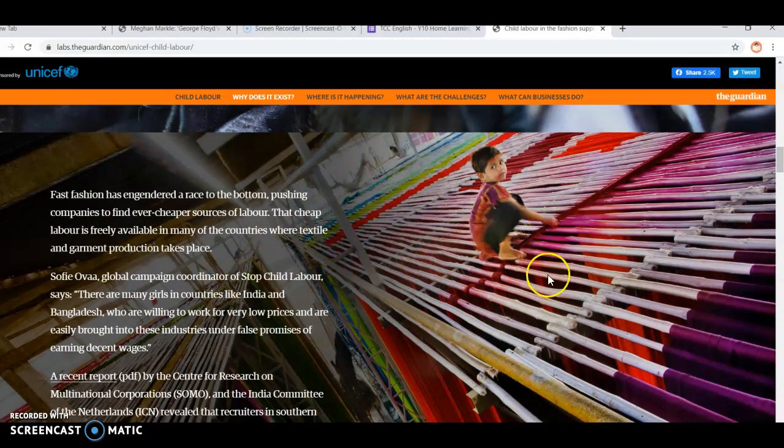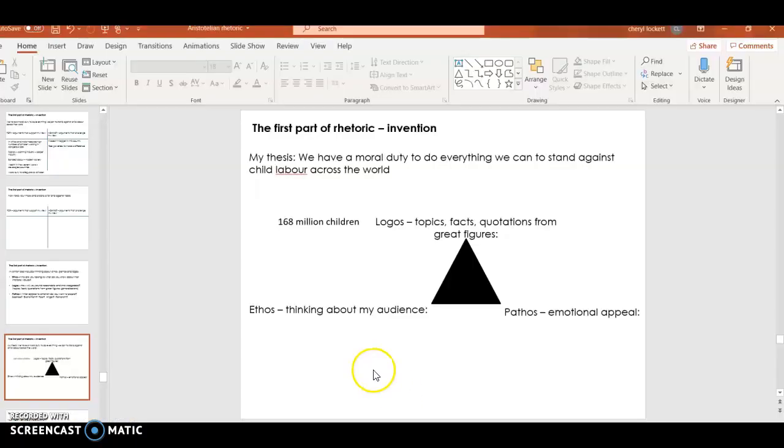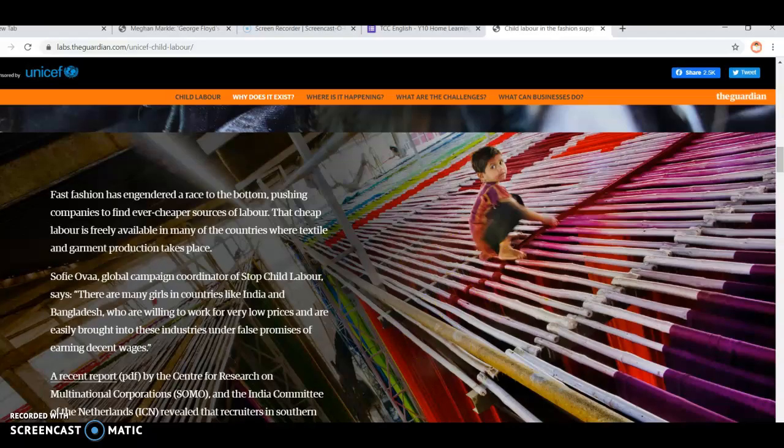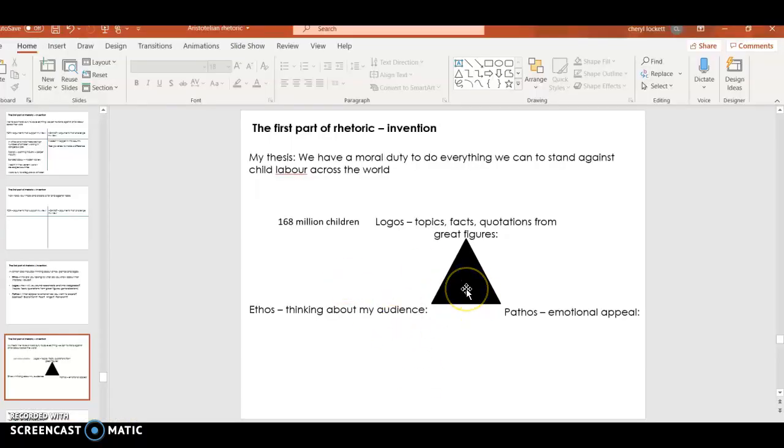So again, I would read that whole article and I would pick out information, and all I would do is every time I find something I think is interesting, be it a fact, a statement, a quote, I would go back to my triangle and add a little note to it.